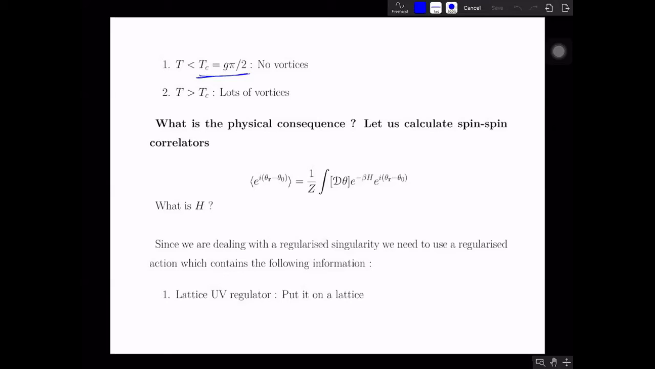So let's try to do exactly that. Let's try to calculate the spin-spin correlator of this particular kind. So it is basically phi 1 plus i phi 2 at r, times phi 1 plus i phi 2 at r equal to 0. So that's the correlator that I want to calculate. And I want to put some H.